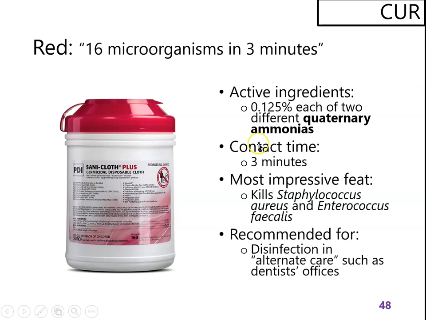So red, this version, what does it have as an active ingredient? 0.125% each of two different quaternary ammonias. So 0.125% of one of them and 0.125% of the other. And then all the rest is inactive ingredients. So what can it accomplish? Well, it can kill Staphylococcus aureus and Enterococcus faecalis, and those are relatively tough to kill. Staphylococcus aureus is one of the toughest things to kill. So they recommend this for disinfection in kind of lower risk alternate care things, places like dentist offices.